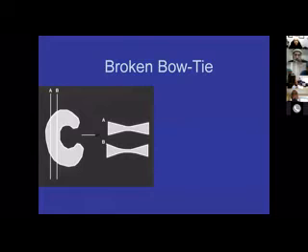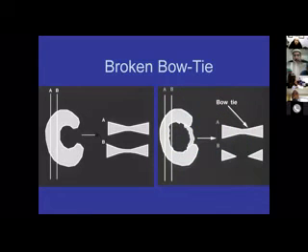A broken bow tie sign. Normally a meniscus would appear as a bow tie. As you can imagine, the cuts A and B are observed on the coronal and sagittal views as a bow tie. And if there is a bucket handle tear, you would have a broken bow tie appearance as is shown in the cut B and picture on the right.